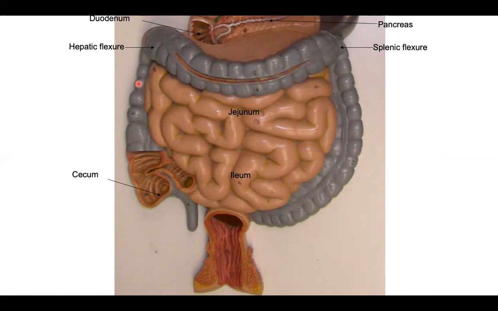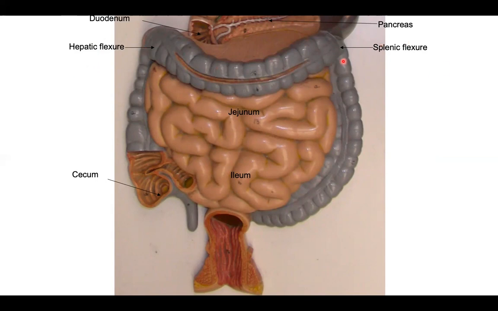Now notice when you look at your large intestine, you have two folds or curves. One changes from the ascending to the transverse colon, and the other goes from the transverse colon to the descending colon. Now this curvature right here is referred to as the hepatic flexure because it sits inferior to your liver. So your liver would be right here. Hepatic implies liver, so basically this is a curvature associated with the liver.